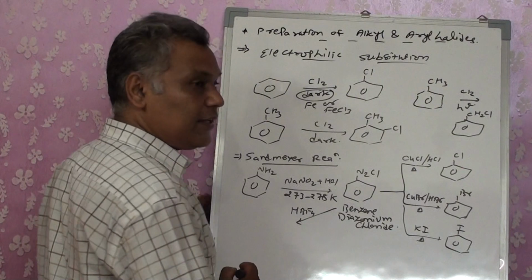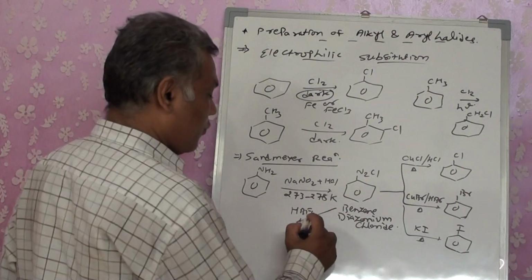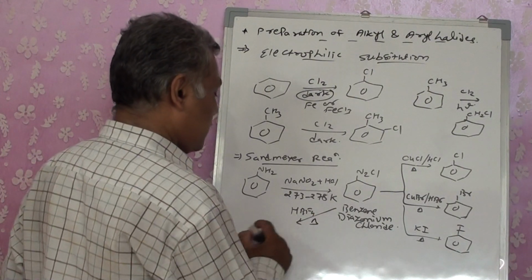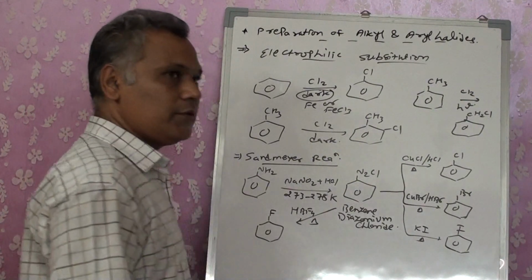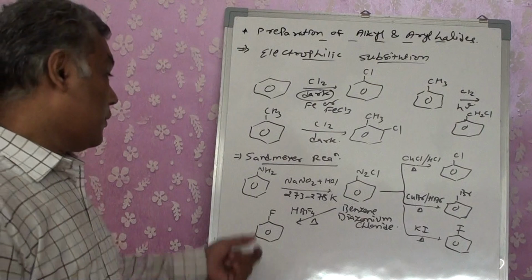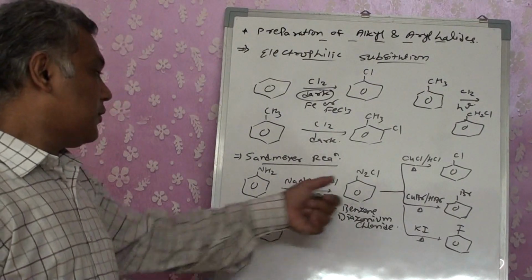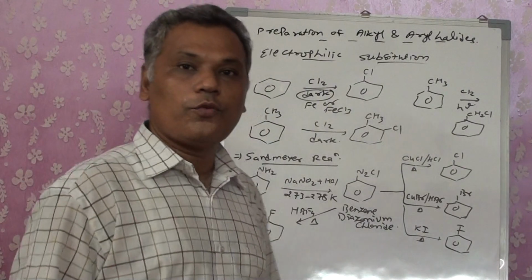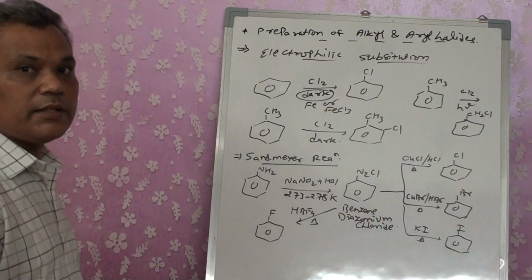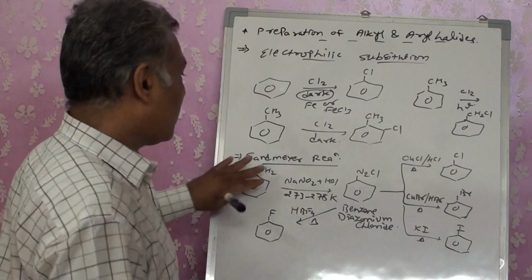I'm going to use it as HBF4, right? On heating it, it gets converted into fluorobenzene, right? So by changing the reagent, we can get chloro, bromo, iodo or fluoro compounds. All these reactions are known as Sandmeyer reactions, right?